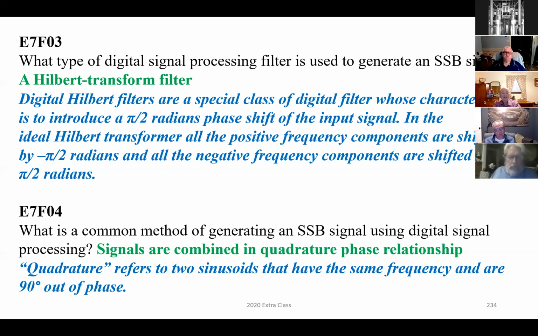All right, what is the common method of generating a single sideband signal using digital signal processing? Signals are combined in a quadrature phase relationship. Quadrature refers to 2 sinusoids that have the same frequency and are 90 degrees out of phase.